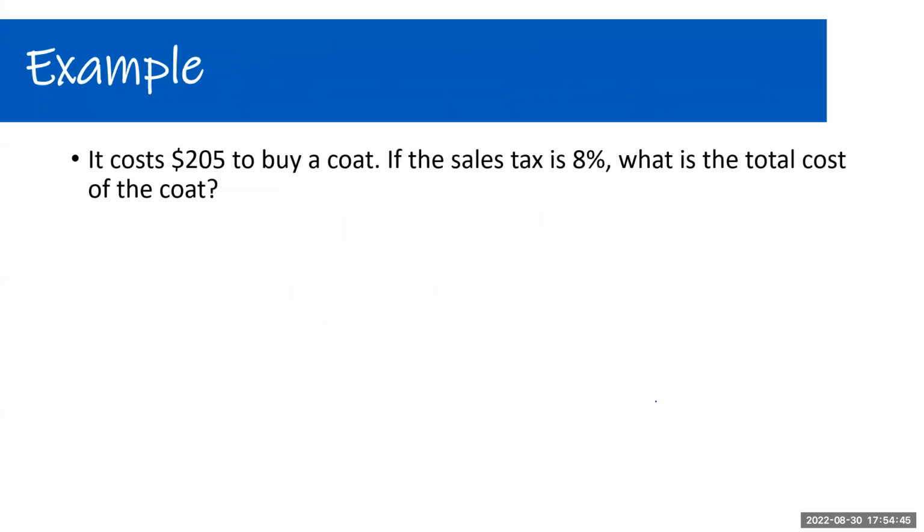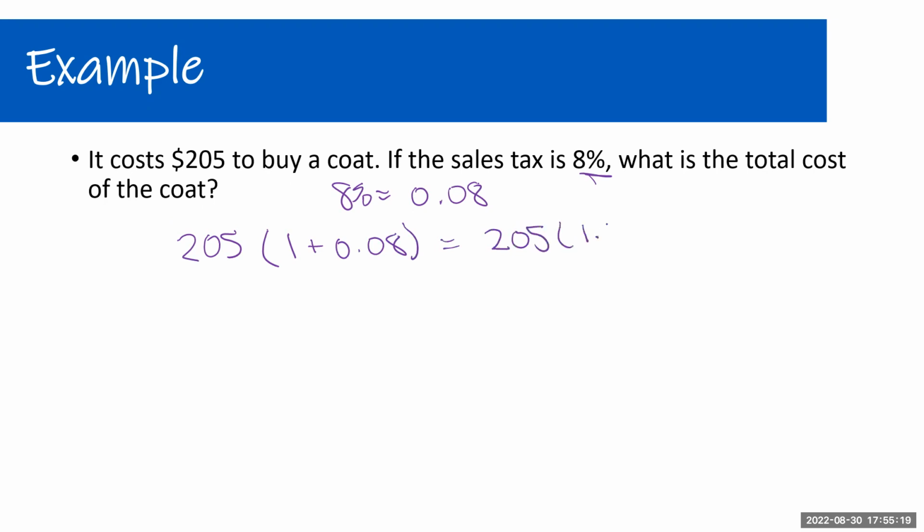Let's think about an example. If it costs $205 to buy a coat, but the sales tax is 8%, then what is the total cost of the coat? Well, another way to say this is you need to increase the price by that 8%. 8% is going to be 0.08 as a decimal, okay? So we need to multiply 205 times 1 plus 0.08, which is going to be 205 times 1.08.